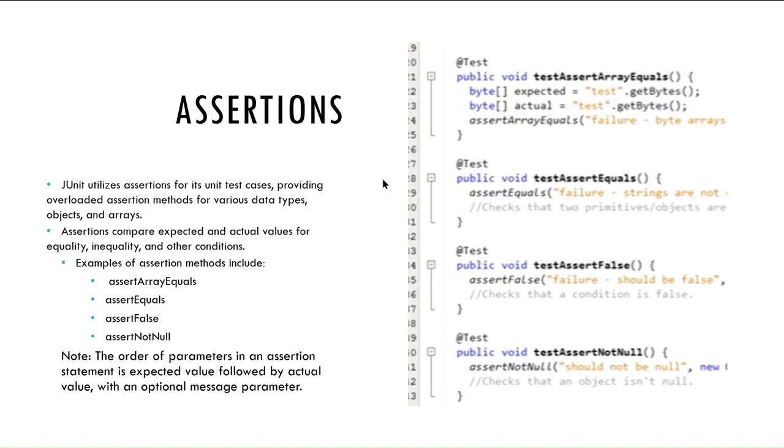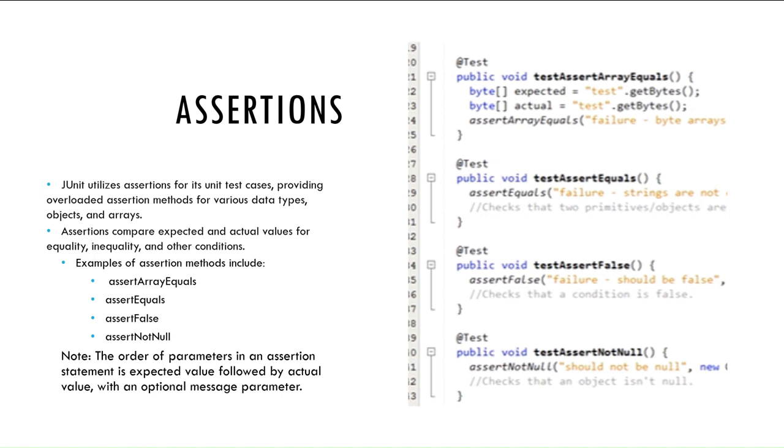Now, our next section, assertions. JUnit utilizes assertions for its unit test cases, providing overloaded assertion methods for various data types, objects, and arrays. Assertions compare expected and actual values for equality, inequality, and other conditions.